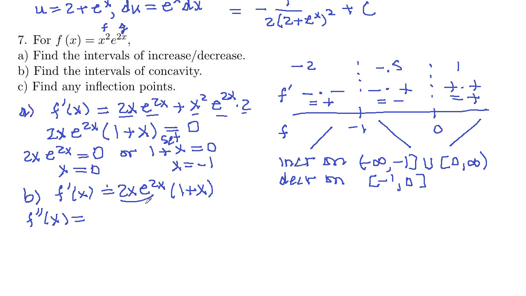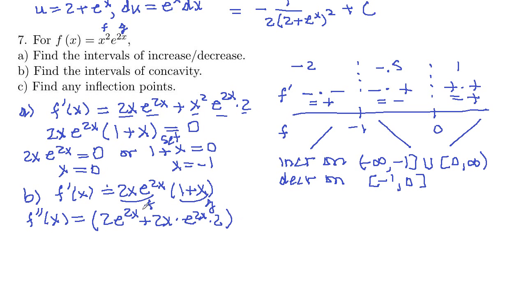So again, let's let this be our f, and then this will be our g. So we want to do f prime g plus f g prime. So f prime, well, that's going to be a product rule. Okay, so derivative of the first piece, 2, times the second piece, e to the 2x, plus the first function, 2x, times derivative of the second function, e to the 2x times 2.